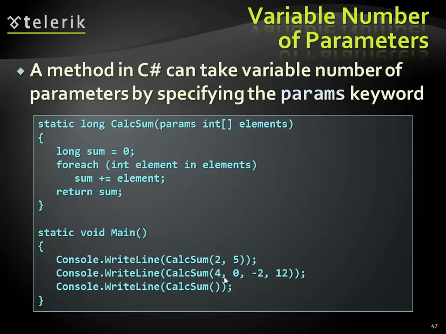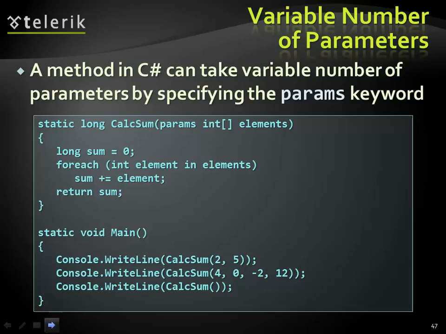Another type of powerful feature is the variable number of parameters. There's a keyword called params, which afterwards you can specify an array of variables. And that means you can call this method with any number of variables of type int.